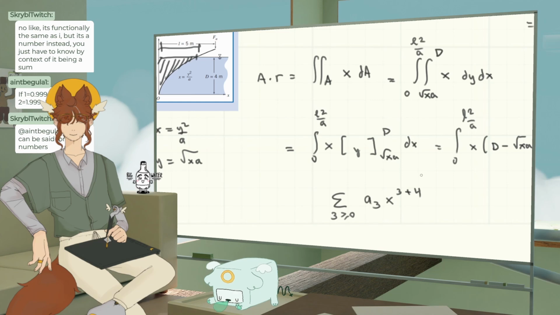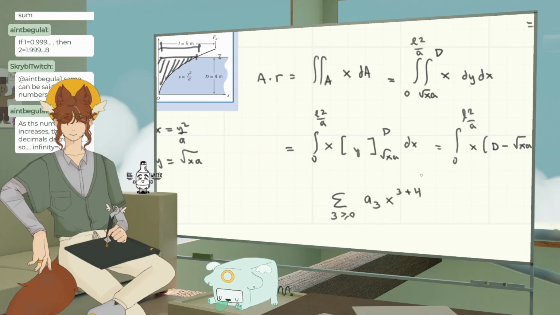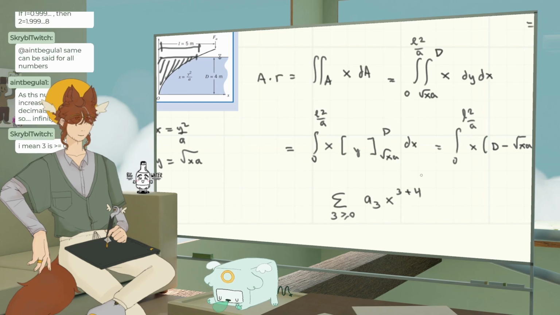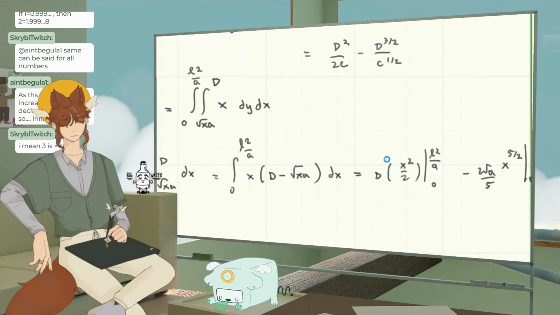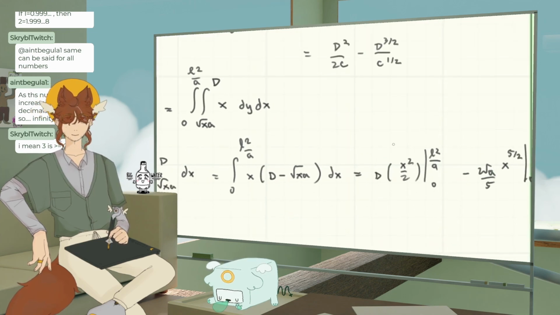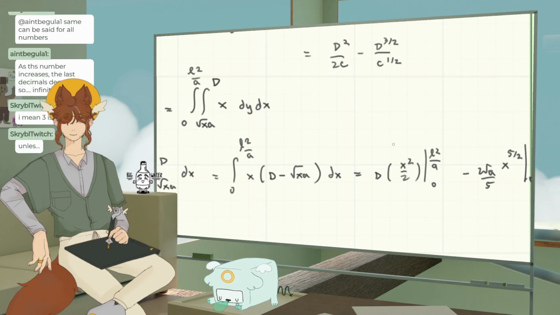If 1 equals 0.99999, then 2 equals 1.99998. Infinity equals 0. There are some really funny things you can prove like that. 3 is greater than or equal to 0. I mean, 3 is greater than or equal to 0, but you wouldn't know what they're trying to say. Unless.